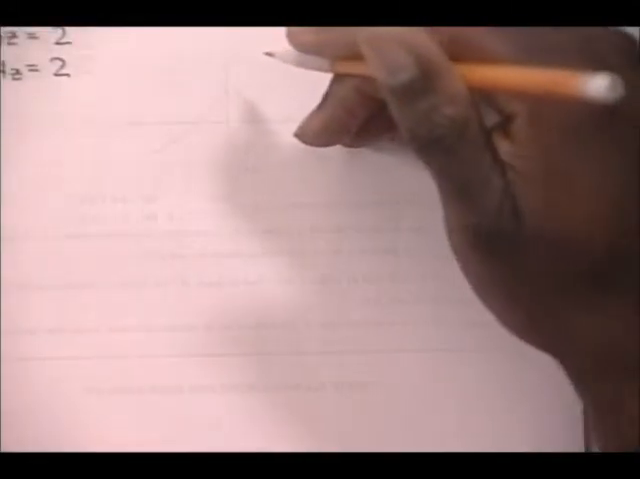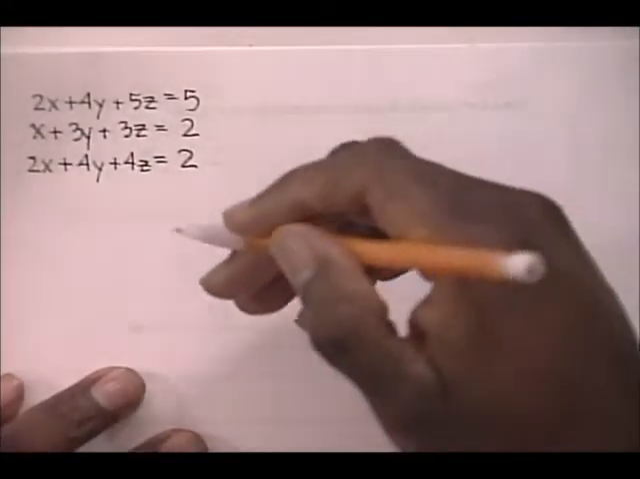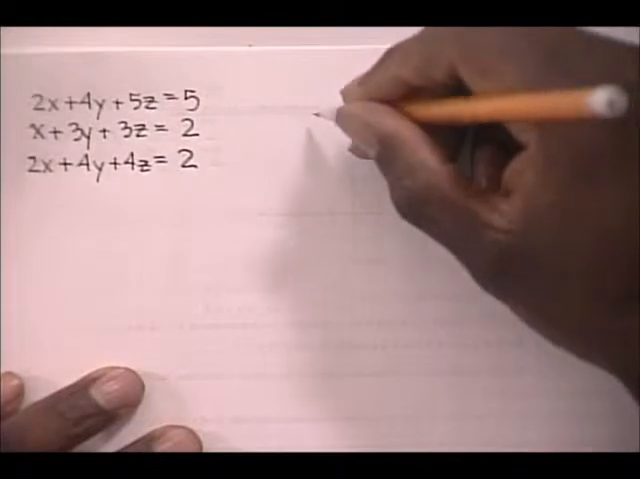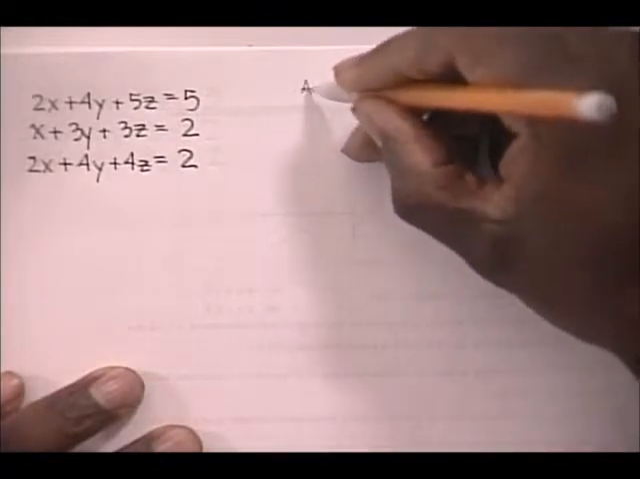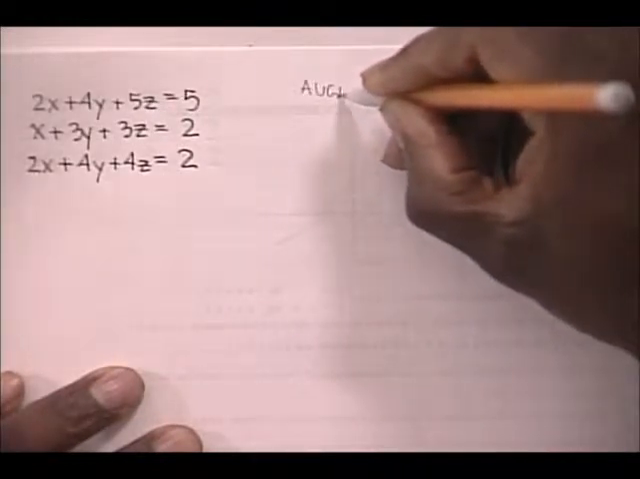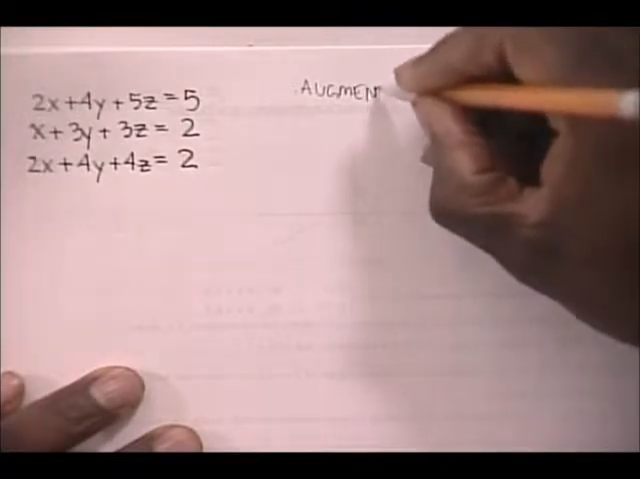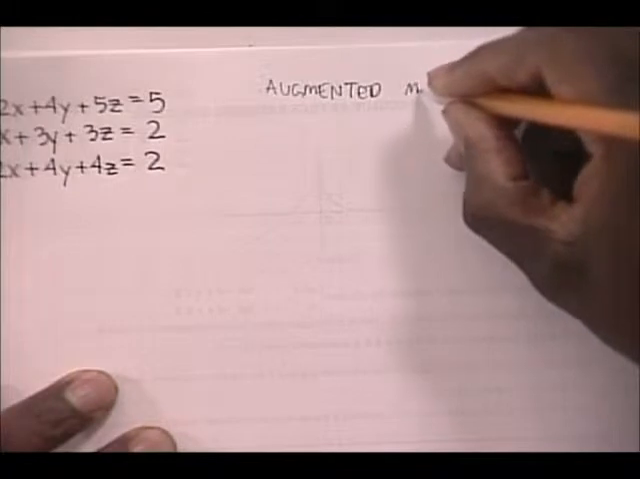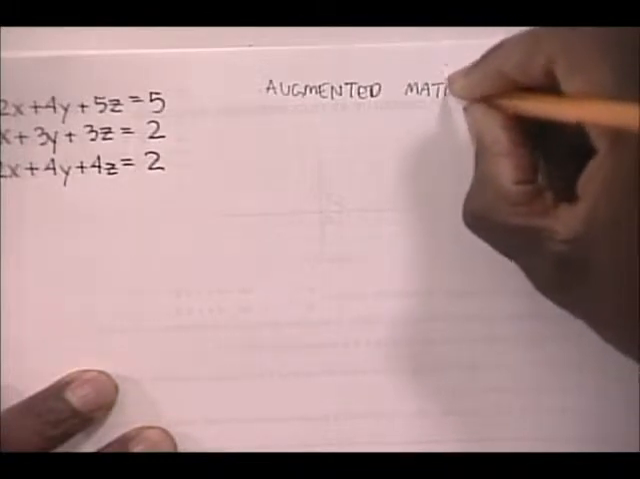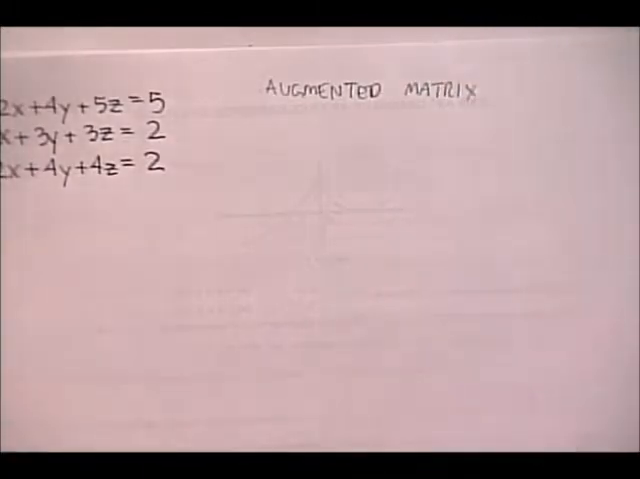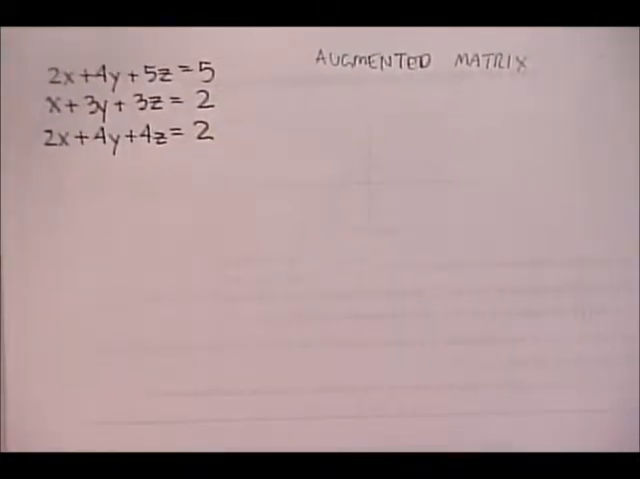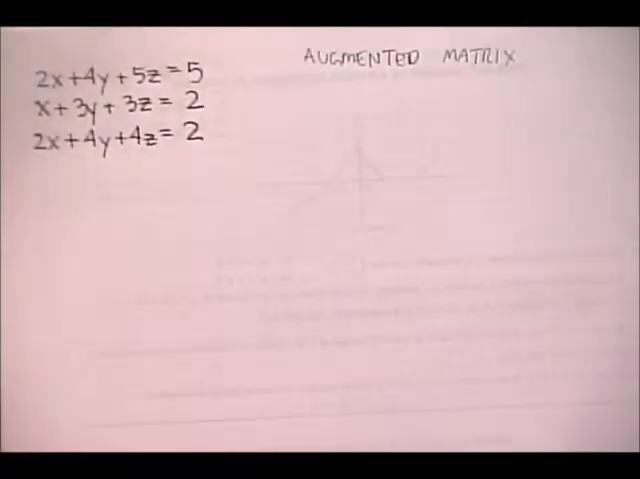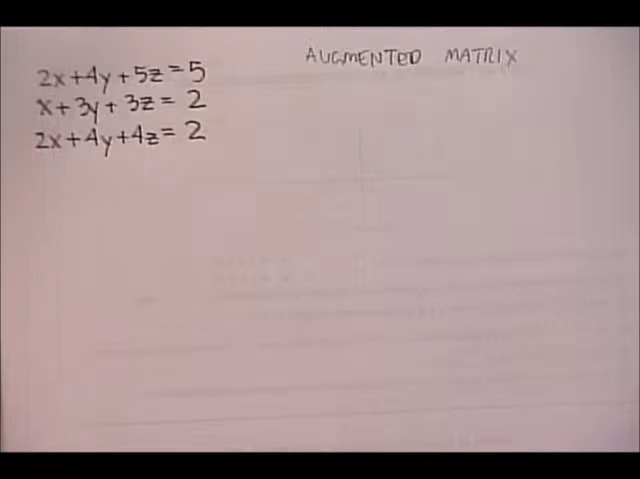There's a system of three equations. You've got three equations, three unknowns. Let's try to use this technique called using an augmented matrix. All right, augmented matrix. The idea of the word augmented is to change, to adjust. So we're going to adjust this matrix.